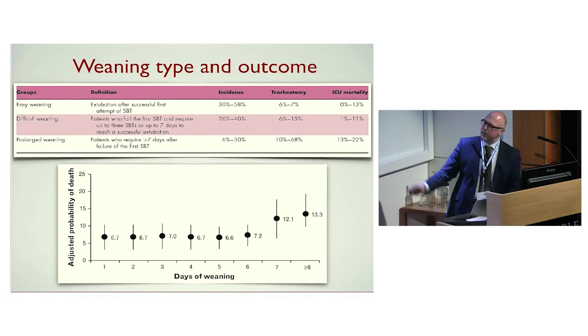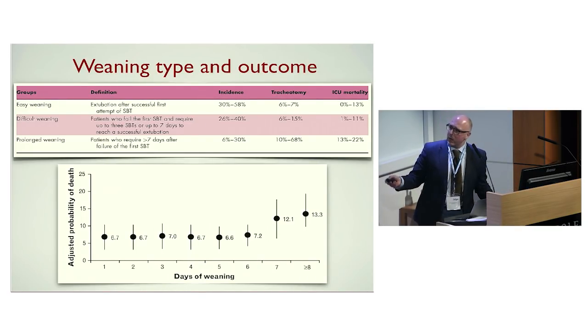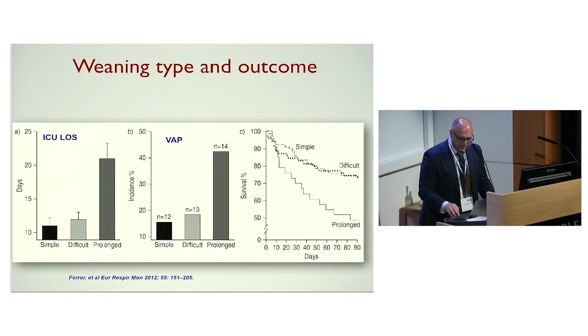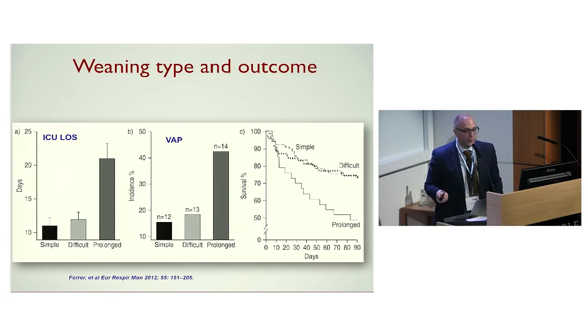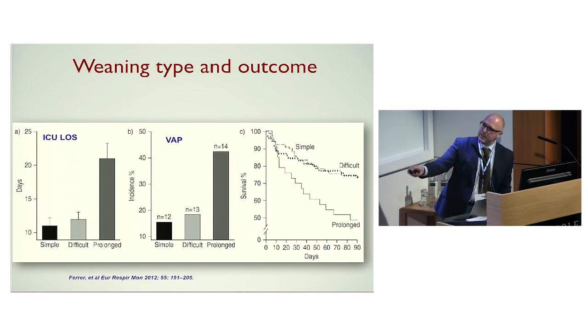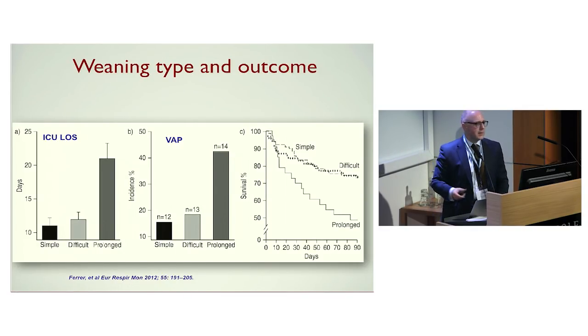the easy to the difficult, you can see a jump in adjusted probability of death when you move from one category to the next. And clearly, the simple and difficult are very similar in terms of VAP risk or ICU length of stay. But when you go to the prolonged, more than 7 days, more than 3 failed SBT, that's where the real complication starts to happen. And you can see in this Kaplan-Meier curve, the survival goes down in the prolonged, whereas it's fairly similar, quite overlapping in the simple and difficult.